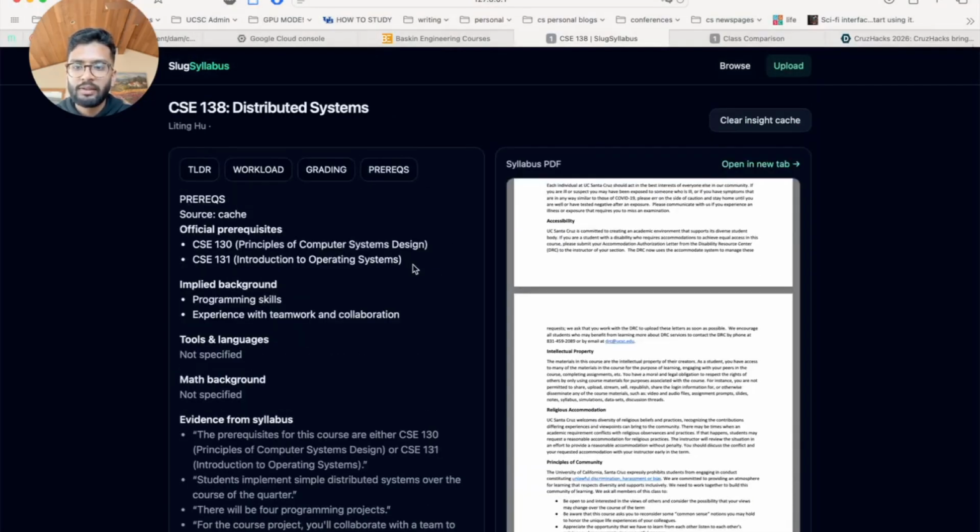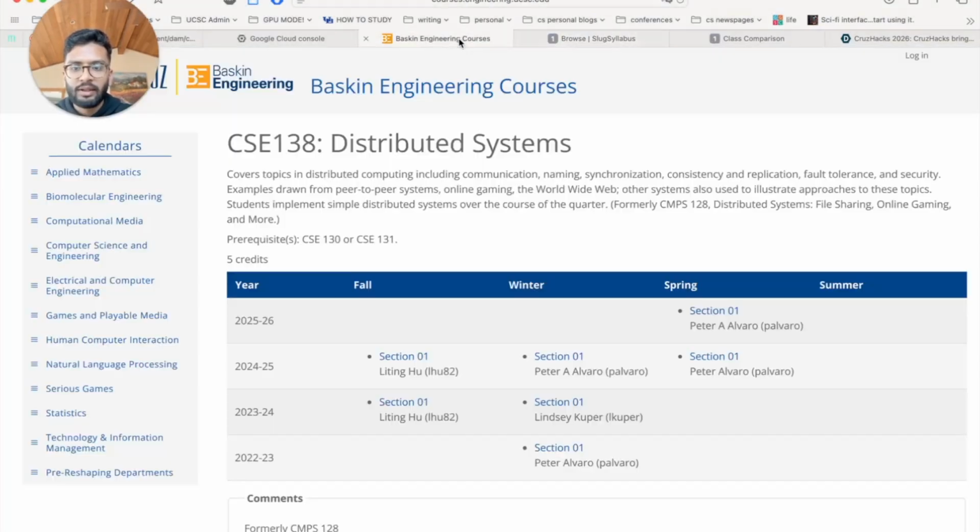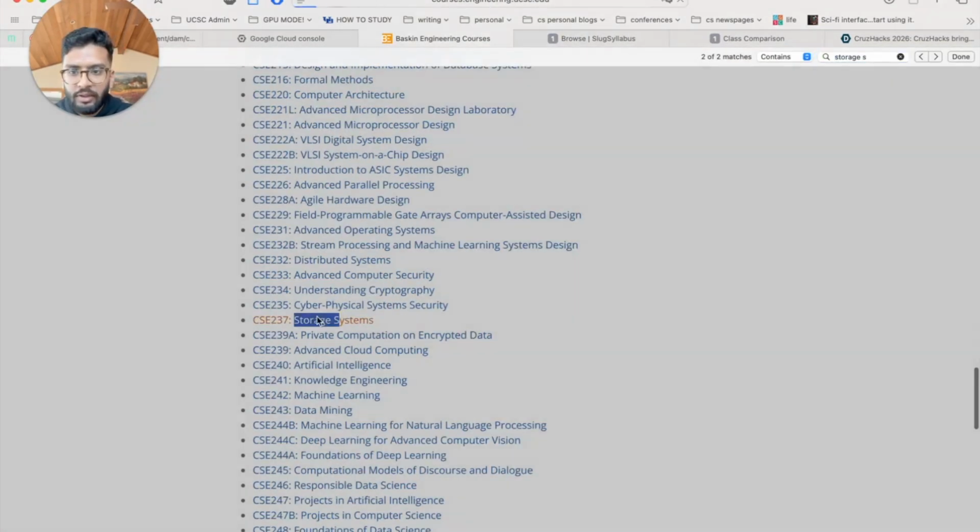Now let's look at the prereqs. So we have the official prereqs, but also we should go in expecting strong programming skills and experience with teamwork and collaboration. Cool. Now let's look at a different class. Let's look at a grad class.